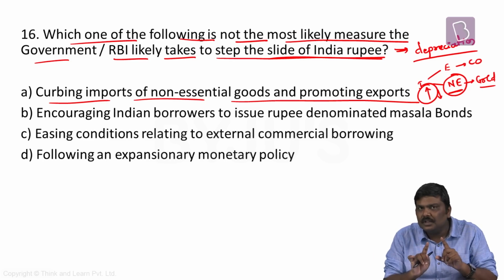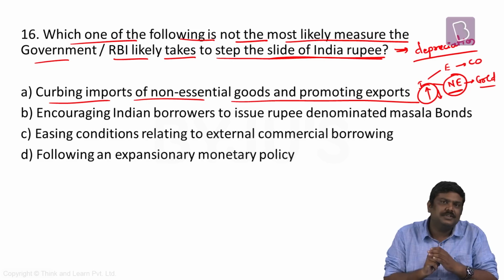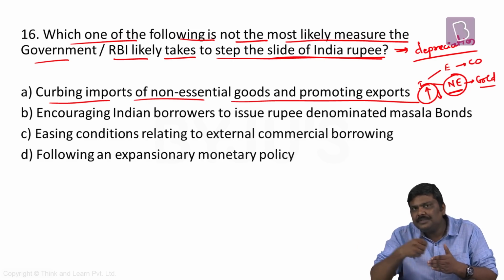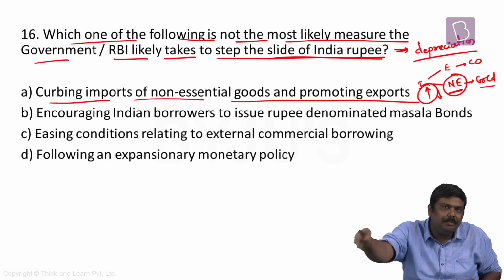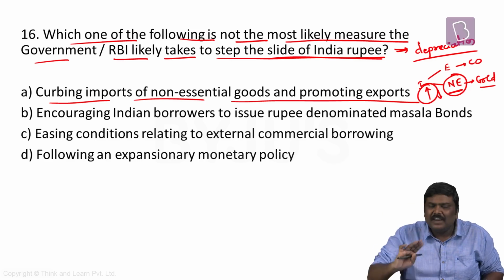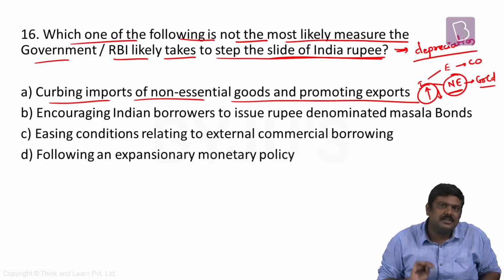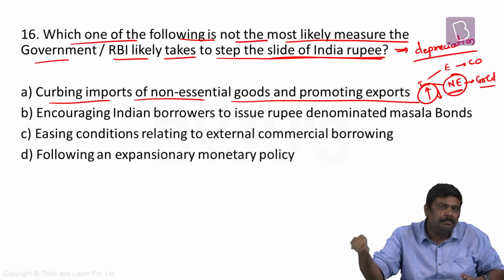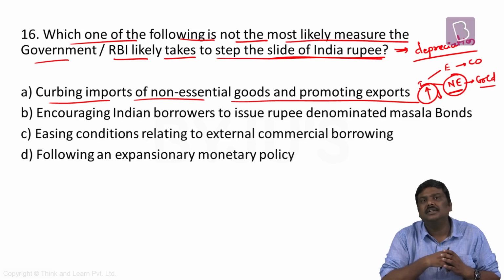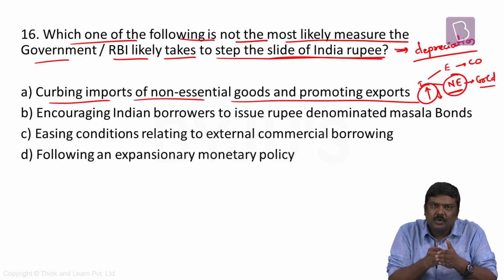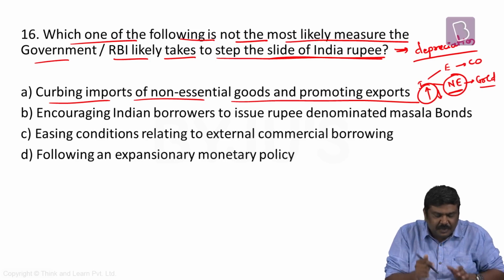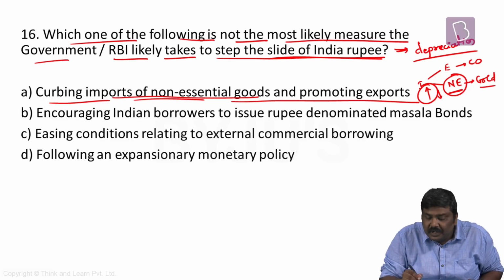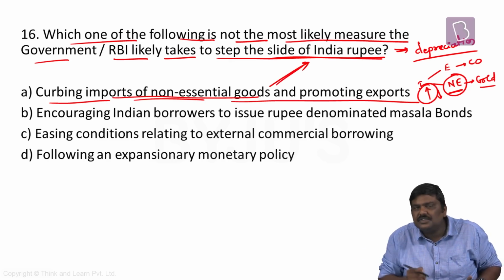Have you understood this? The basic logical explanation is, if I import, I will have to sell rupees and buy dollars and repay in dollars. So when I sell rupees, the supply of rupee increases, and when the supply of rupee increases, this currency will start depreciating in the forex market. So if I put certain conditions on importing non-essential commodities into the domestic market, will it help in controlling the depreciation of the rupee?